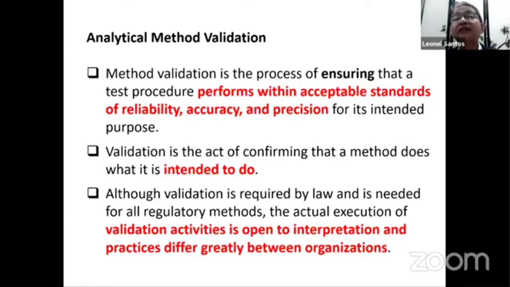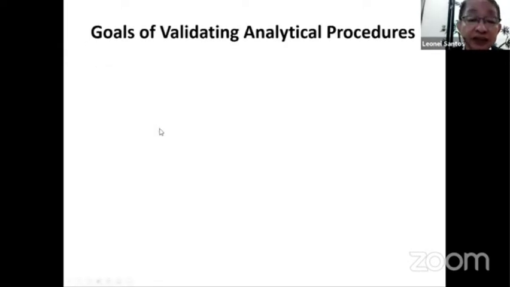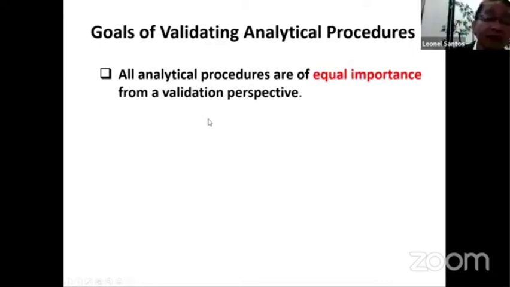Meaning, if there is a validation procedure from one organization, say pharmaceutical lab A, they may be performing precision using 12 samples, and another laboratory, laboratory B, may be performing precision using 6 samples, 12, 8 samples. So the details of the actual validation protocol vary from one organization to another. But the goals of validating an analytical procedure are several-fold.